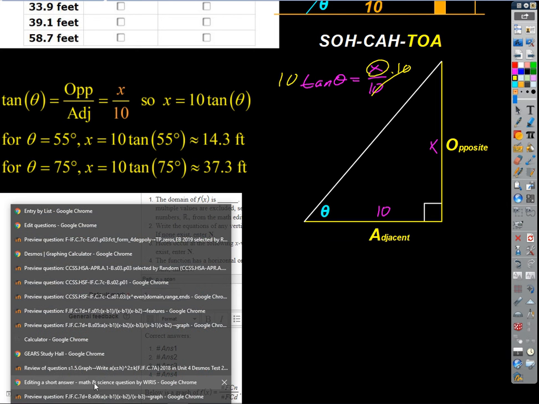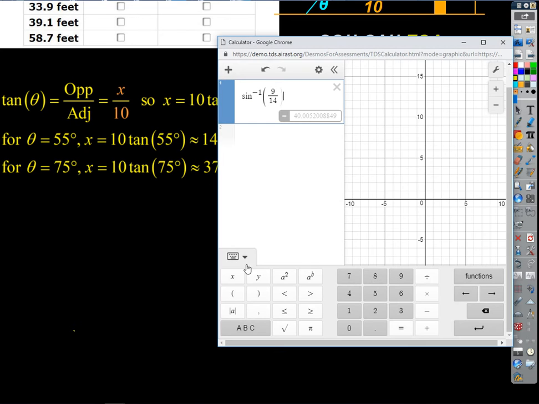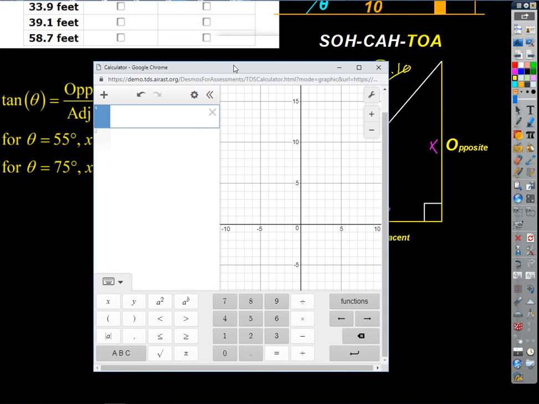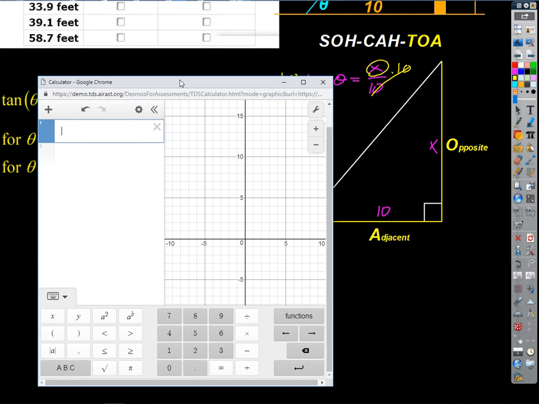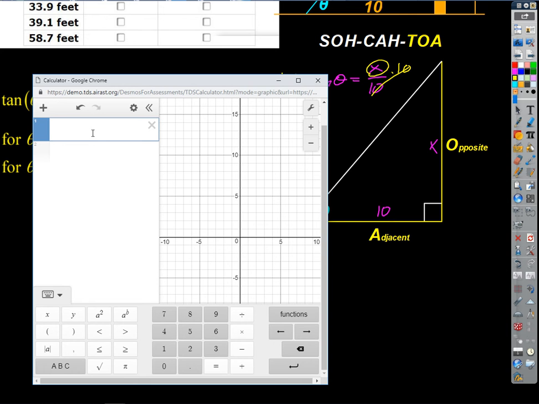Where is that? There it is. No, it's the same one. It's the one I built into all the Moodle stuff, right? So it's the one you're used to. Okay, so it's the Desmos calculator.